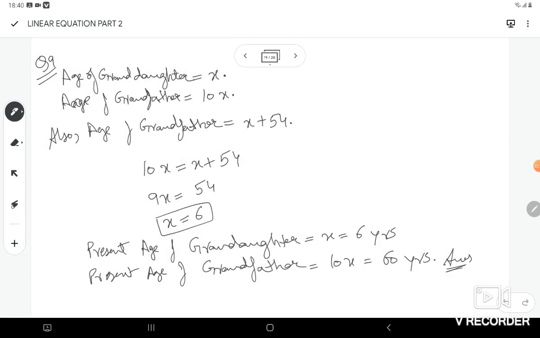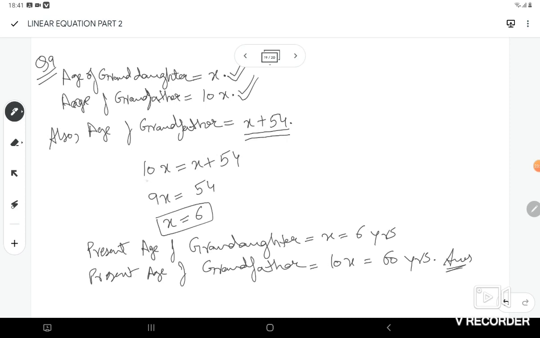Now moving on to the next word problem. It says a grandfather is 10 times older than his granddaughter. So let the age of granddaughter equal to x, and grandfather is 10 times older than granddaughter, so age of grandfather is equal to 10x. Also it is given that he is 54 years older than her. So grandfather is also 54 years older than granddaughter, so it would be x plus 54.